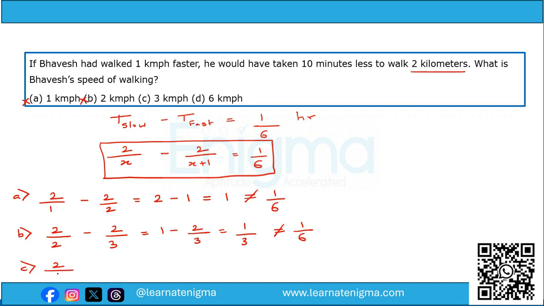So we have here 2 by 3 minus 2 by 4. So we get here 2 by 3 minus 1 by 2, which we simplify to 4 minus 3 upon 6, which is equal to 1 by 6. Hence, we can say that the value of x is equal to 3. That means the speed of Bhavesh walking is 3 kilometers per hour.